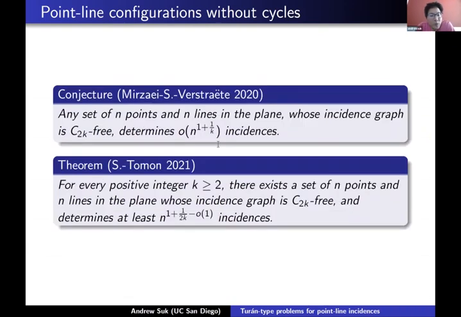Okay, so in the other direction though, again in joint work with Tomon, we were able to come up with constructions of points and lines in the plane whose incidence graph is C_2k-free and determines at least this many incidences. And as of today, I believe this is currently the best known lower bound for this geometric problem. And this construction I do want to talk about, which I believe is the next slide.